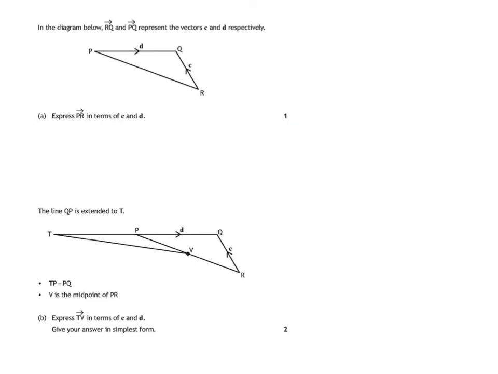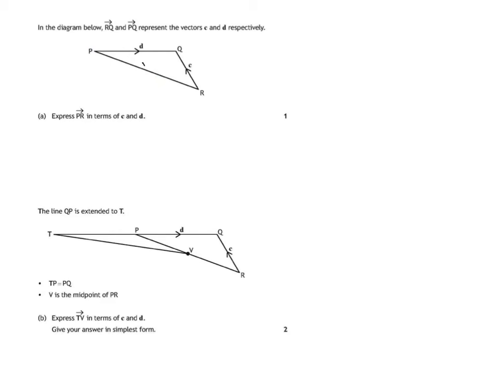Now, here's a third and final example. This one coming from an old SQA exam paper. In the diagram below, RQ and PQ represent the vectors C and D respectively. And that's all on the diagram there. Part A, express PR in terms of C and D. So how do I get from P to R?